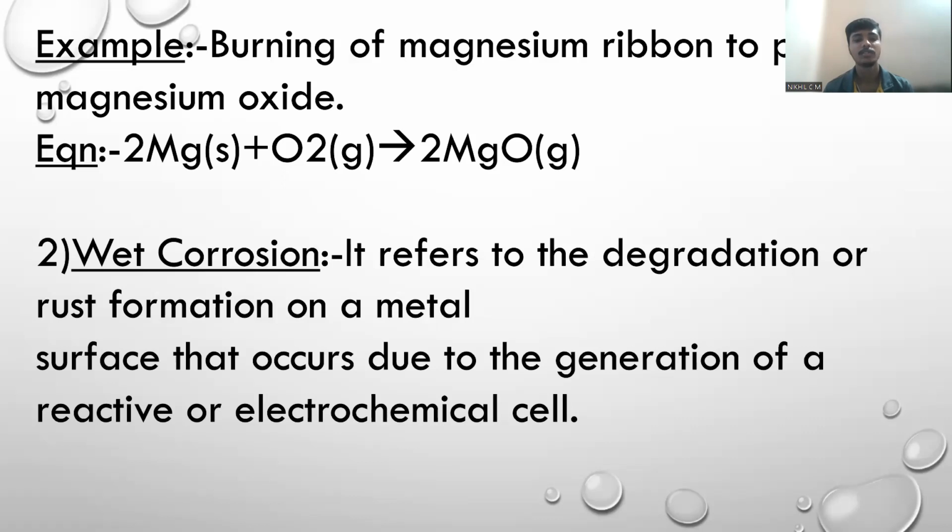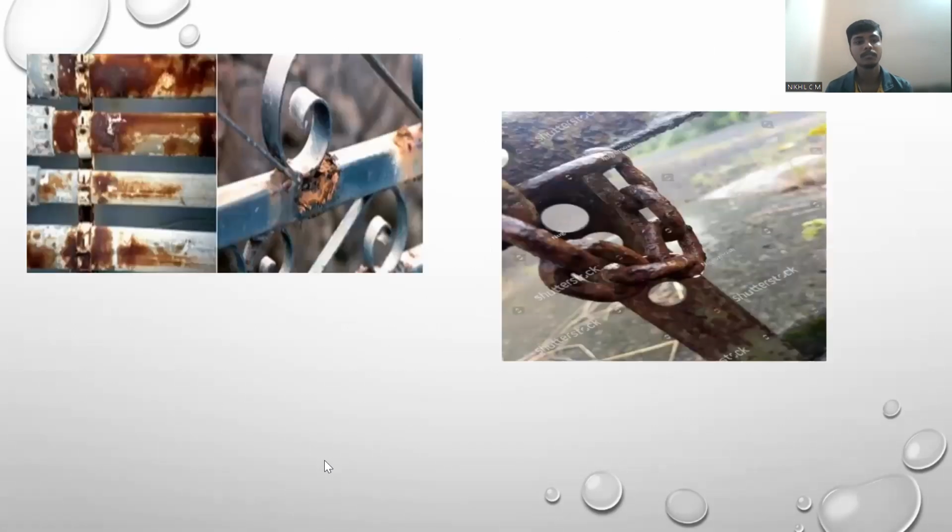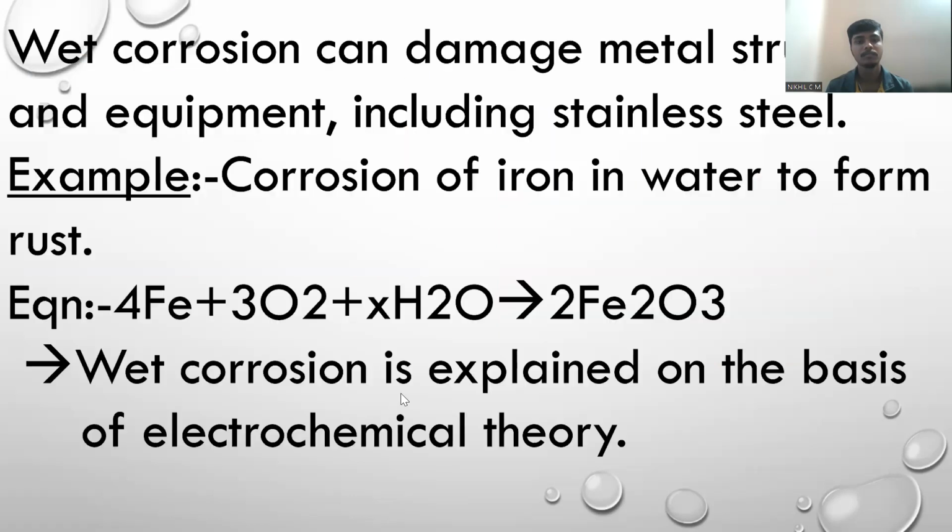The second one is wet corrosion. It refers to the degradation or rust formation on a metal surface that occurs due to the generation of a reactive or electrochemical cell. Here are the pictures of wet corrosion. Wet corrosion can damage metal structures and equipment, including stainless steel, etc.